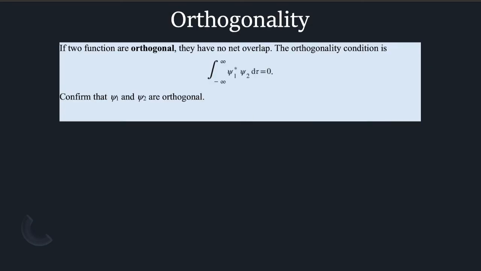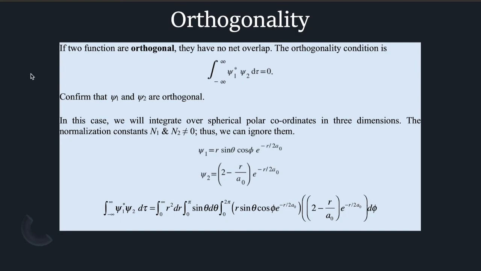What about orthogonality? If 2 wave functions are orthogonal, they have no net overlap. The orthogonality condition is also defined by an integral. This time it's an integral of 2 different wave functions: a wave function times a different wave function's complex conjugate, integrated over all space. So let's confirm that these 2 wave functions describe 2 different states of the hydrogen atom, therefore they're eigenstates of the hydrogen atom and must be orthogonal.